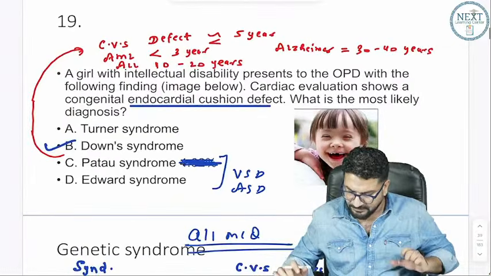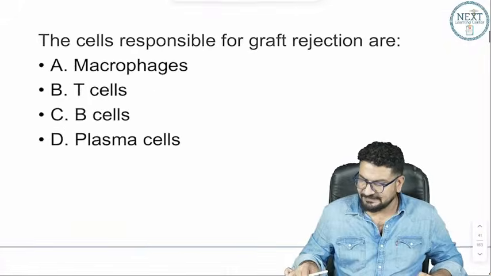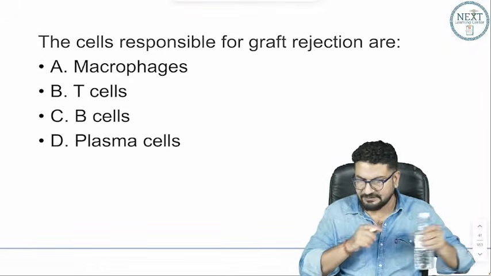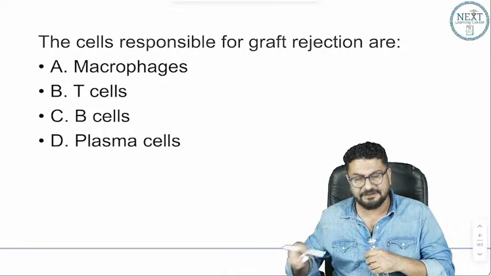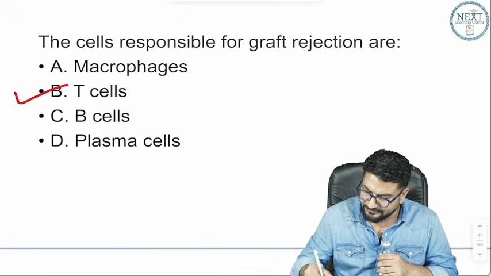Done? Okay, let's see. Which cells are responsible for graft rejection? Simple question आता, try to answer. So most abundant cells are T cells. So T cells are responsible for graft rejection.